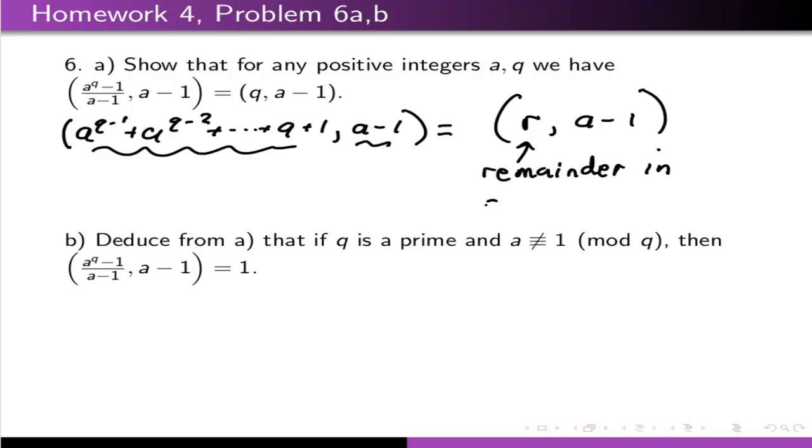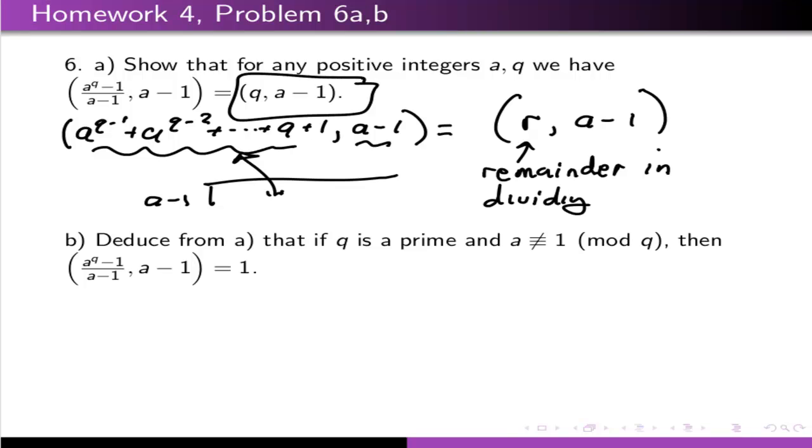And going and dividing the two numbers. And just carry it out using long division or synthetic division, whatever you like. So you have this number divided by a minus 1. Deduce from part A that if q is a prime and a is not congruent to 1 mod q, then this GCD equals 1. Well, I don't think I need to do anything. So here's the GCD. Q is a prime. What can that GCD equal?